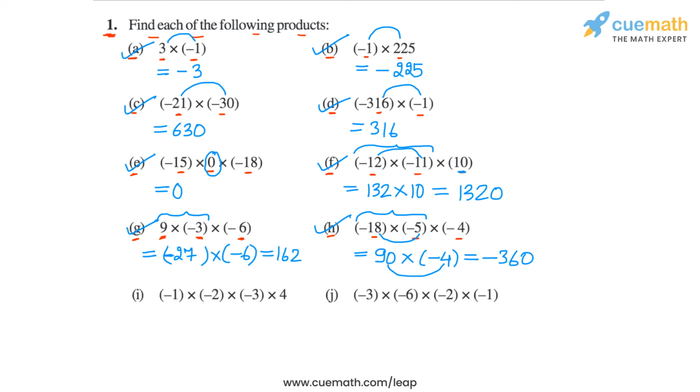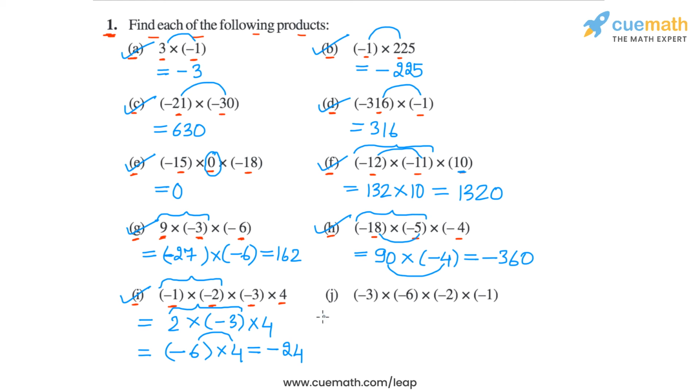Okay, then in part I, we have minus 1 into minus 2 into minus 3 into 4. So this time we have 4 terms. Let's first calculate minus 1 into minus 2. This will be equal to 2 because it will be positive since both the integers are negative. So we have 2 into minus 3 into 4. Now 2 into minus 3 will be equal to minus 6 because the magnitude is 6 and the sign will be negative. So minus 6 into 4. 6 into 4 is 24, so we will get minus 24. So that's the answer for part I.